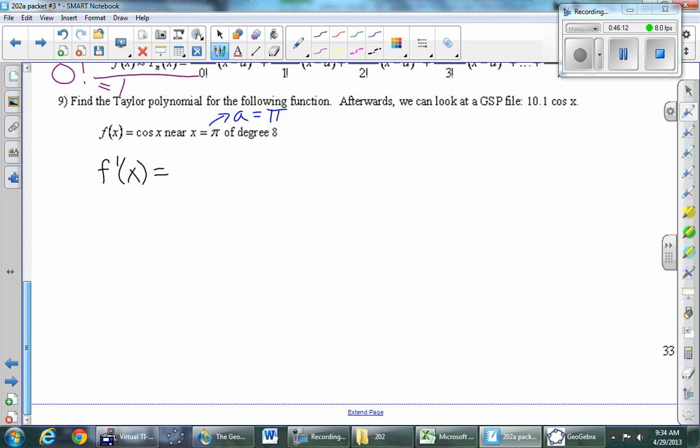What's the first derivative of cosine? Negative sine. Second derivative? Negative cosine. Keep going merrily along. You need 8 derivatives there.